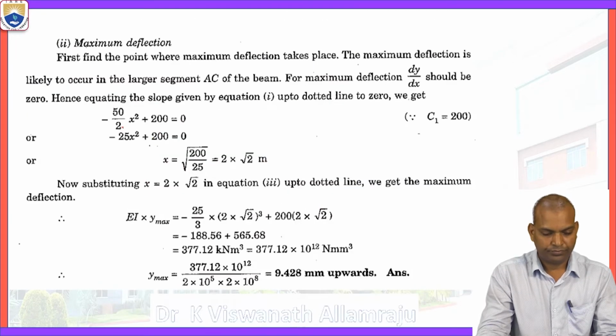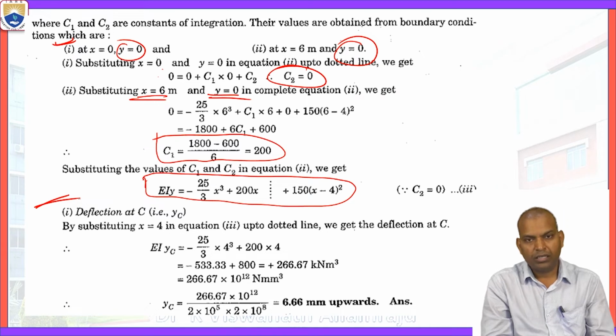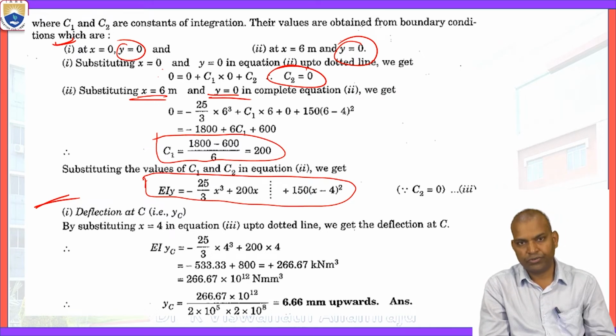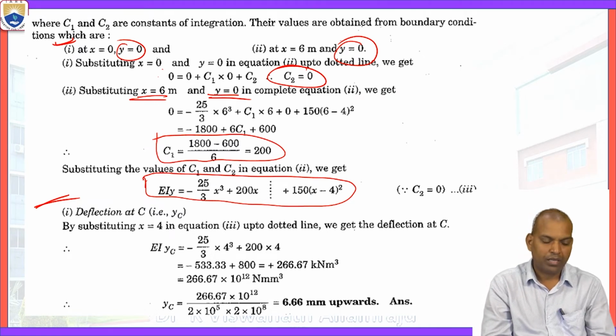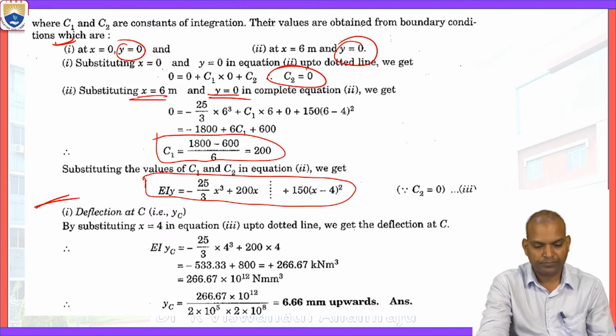Now we have to go for solving the objectives which were given in the problem. Now what is objective 1? Objective 1 here is the deflection at C. Deflection at C, that is yC, that means it is related to x equal to 4 meters.